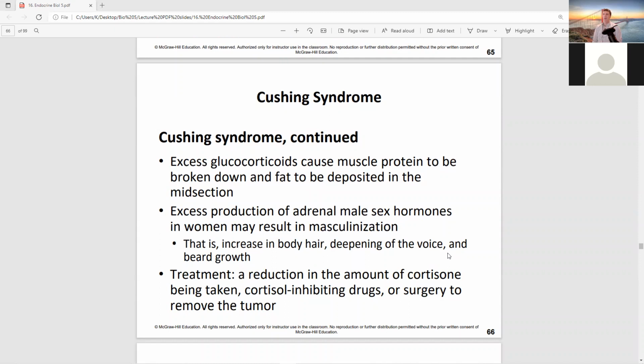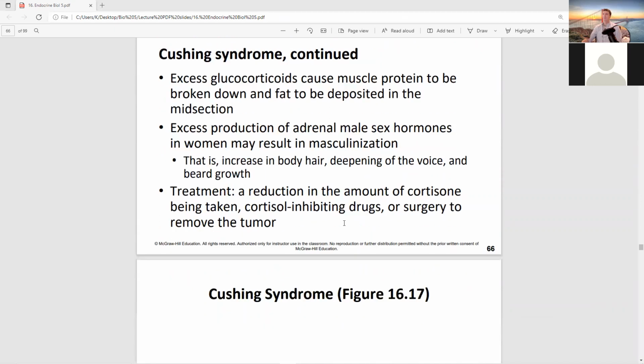Excess production of adrenal male sex hormones in women may result in masculinization, that is, increase in body hair, deepening of the voice, and beard growth. Treatment is a reduction in the amount of cortisone being taken, cortisol inhibiting drugs, or surgery to remove the tumor.